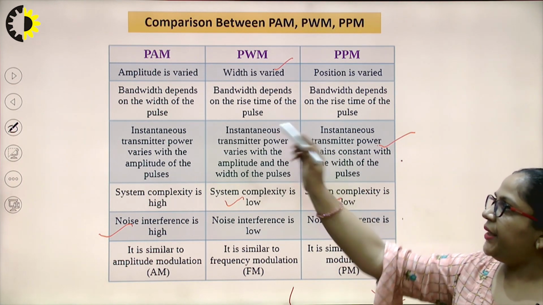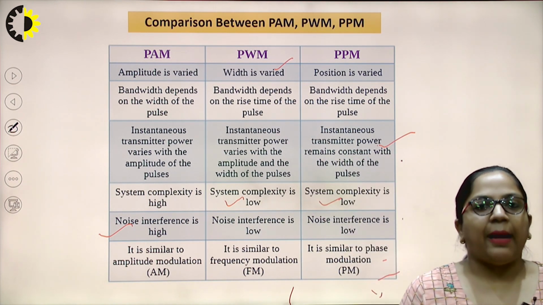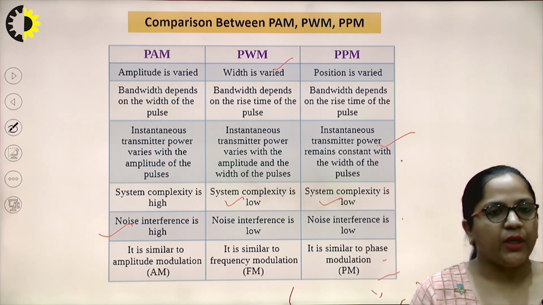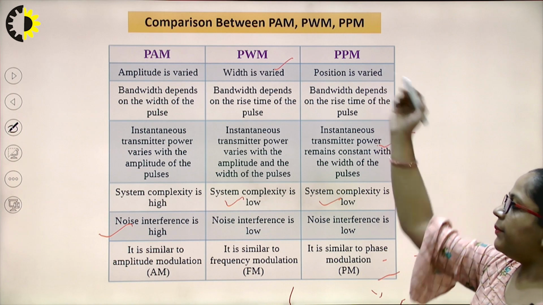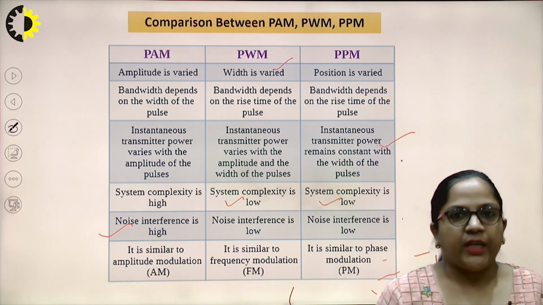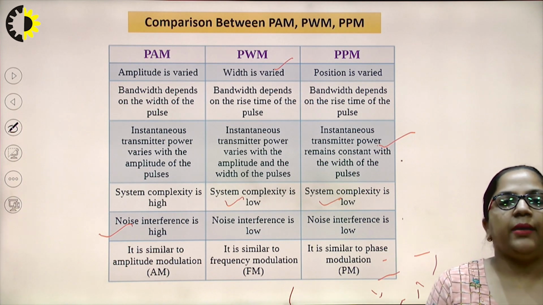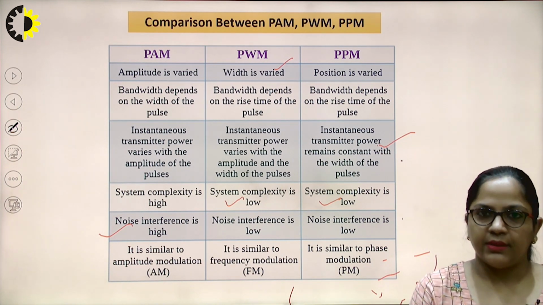PAM is very much similar to the amplitude modulation. The PWM is very much similar to the frequency modulation, while PPM is very much similar to the phase modulation. So this is the basic comparison between PAM, PWM and PPM techniques.